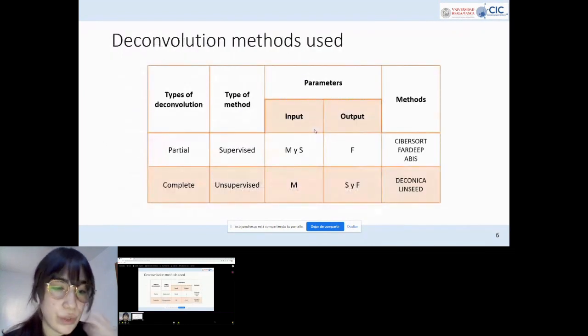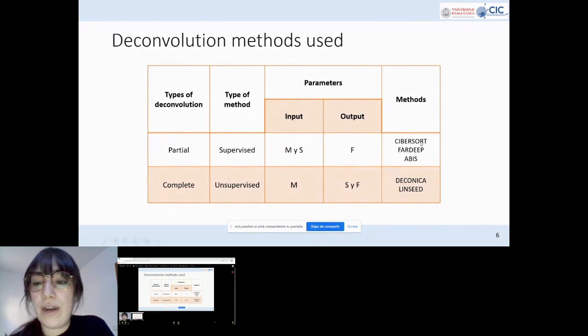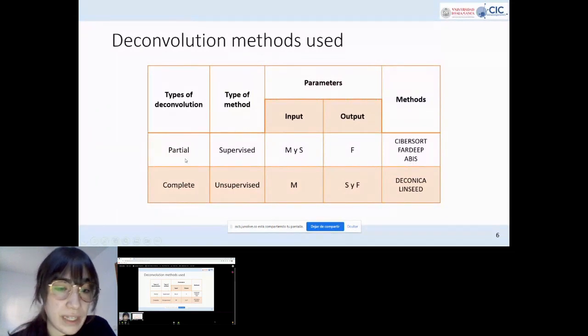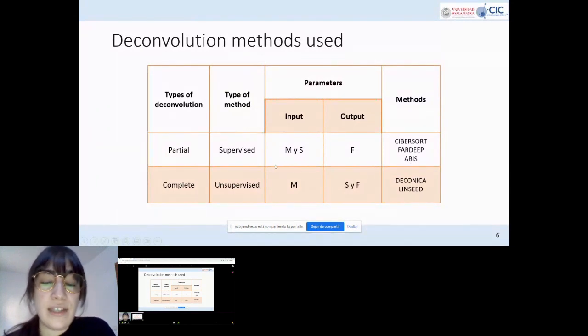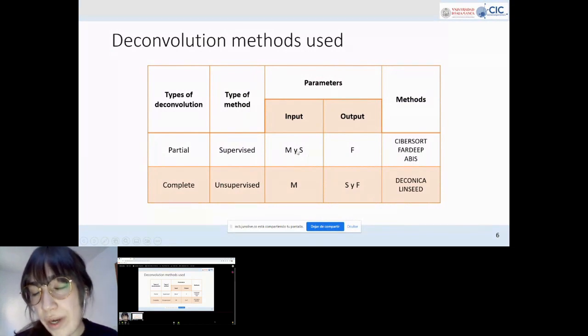In our work, we use two types of deconvolution methods. In the first case, we use CIBERSORT, FARDEEP, and ABIS as supervised methods. We solve partial deconvolution. In this case, we need the M or mixture matrix and S or signature matrix. And as a result, we will obtain the F or cell proportions matrix.